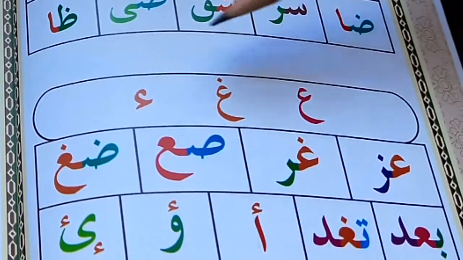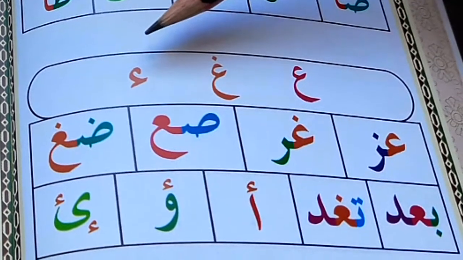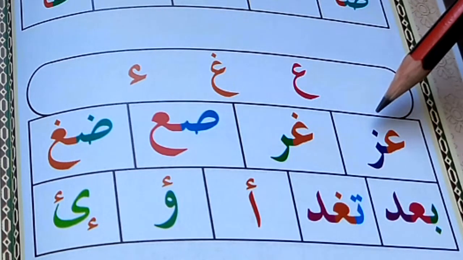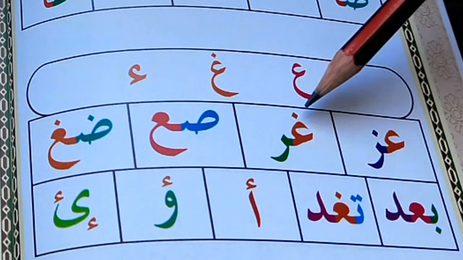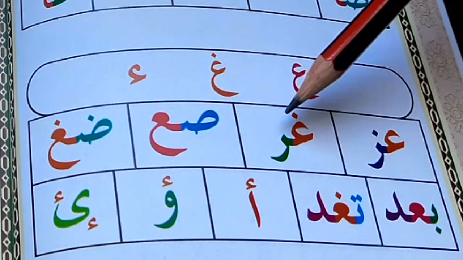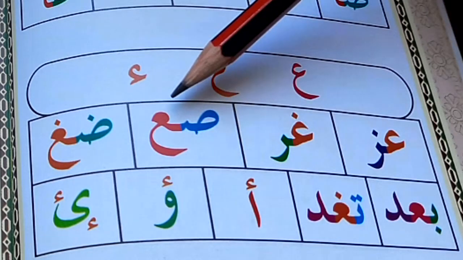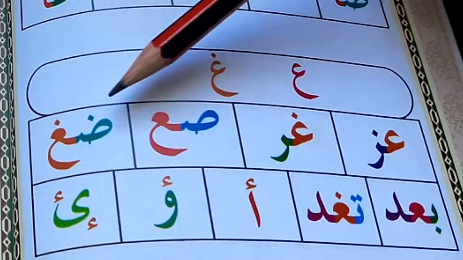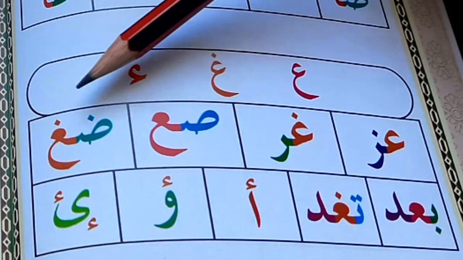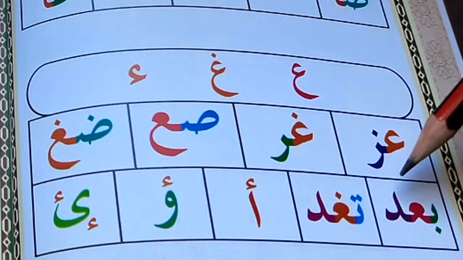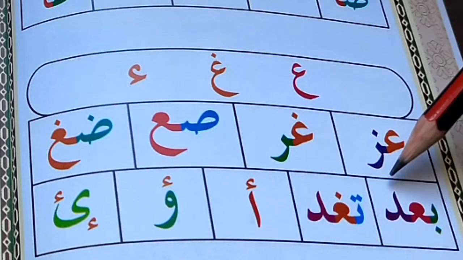Ghain, and Hamza. Ain, Za, Ghain, Ra, Sad, Ain, Dad, Ghain, Ba, Ain, Dal. I just want to point out the different changes.